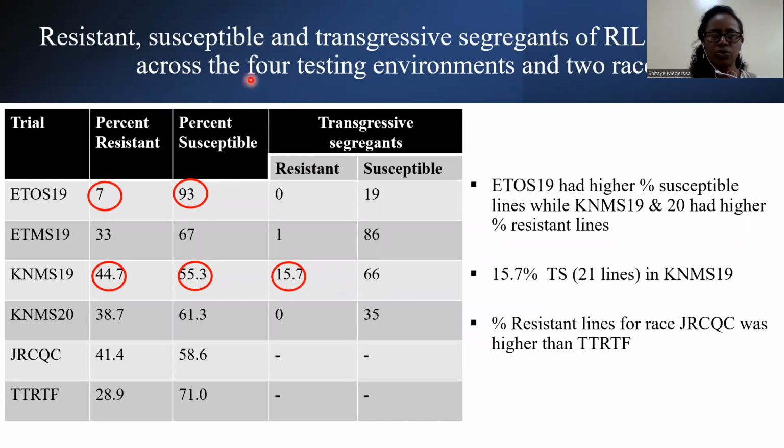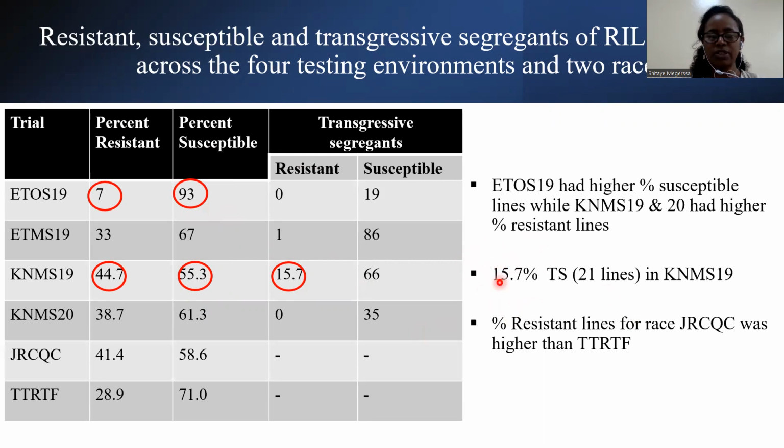We also estimated the percentage of resistant, susceptible, and transgressive segregants of the RILs across the 4 testing environments and the 2 races. As we see here, Ethiopia off-season 19 had a higher percentage of susceptible lines than Kenya in 2019 and 2020. This indicates that the race in Ethiopia is composed of more virulent races to durum. This is because of the GRCQZ race, which was more predominant in Ethiopia than in Kenya.